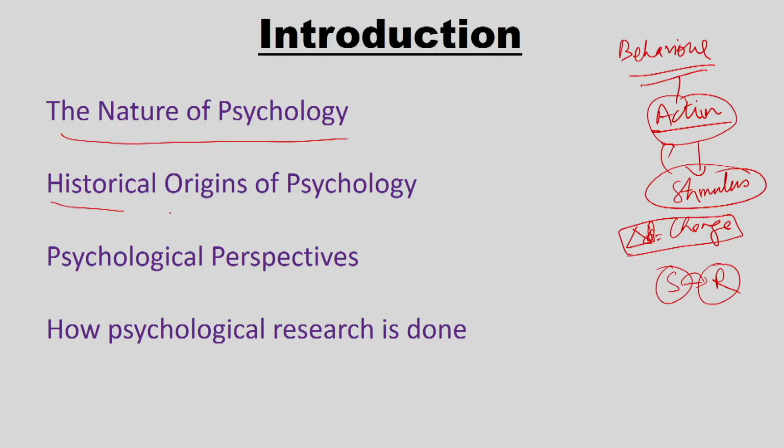Further to it, we had the psychoanalytic view, which believed that human behavior basically develops from the unconscious. The human mind is basically unconscious, and there are desires and hidden motives stored in this unconscious, and that drives human behavior. Then we looked at the historical origin of psychology, which is why I was discussing these schools of psychology. Further to it, we looked at different psychological perspectives.